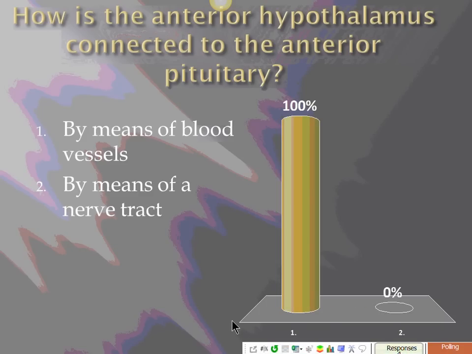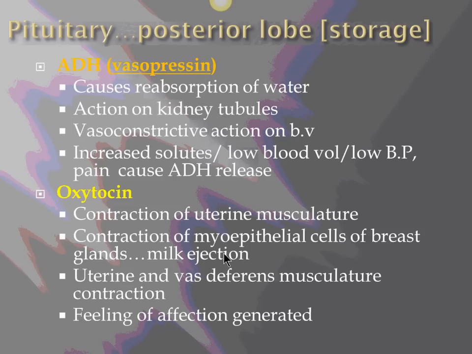By means of blood vessels, the hypothalamic hypophyseal portal system. So now let's look at the actions of those hormones. First we'll start with what was produced by the posterior hypothalamus, but comes and sits in the posterior pituitary, where it's only stored. So the posterior pituitary does not produce any hormones of its own. It only stores this. So the two hormones which are stored there are ADH and oxytocin.